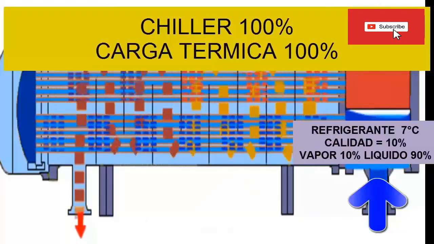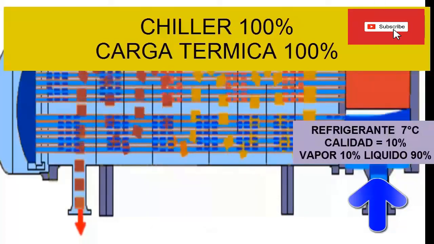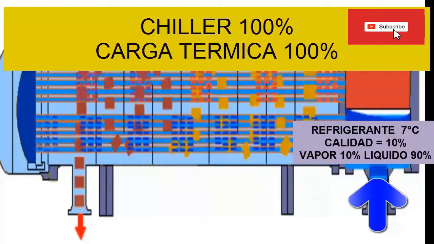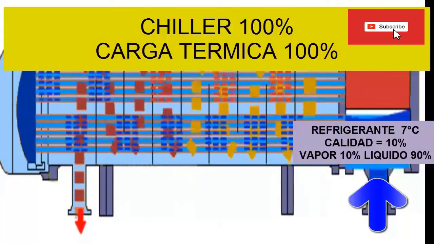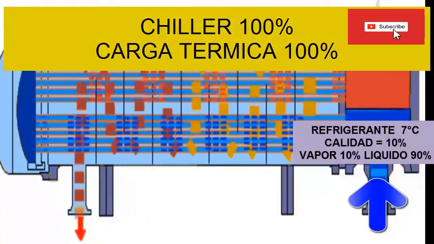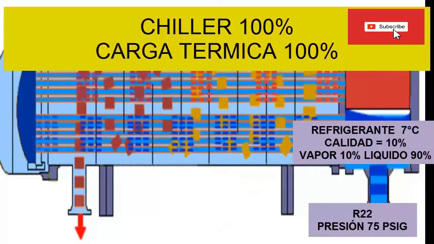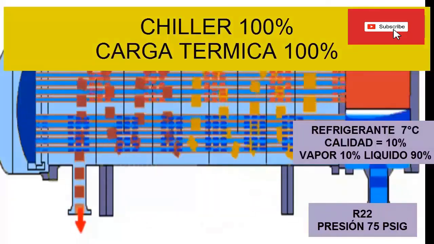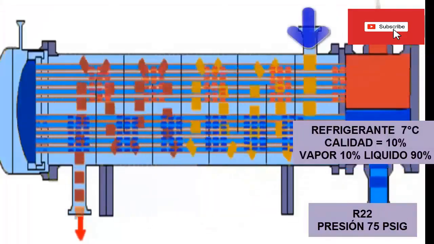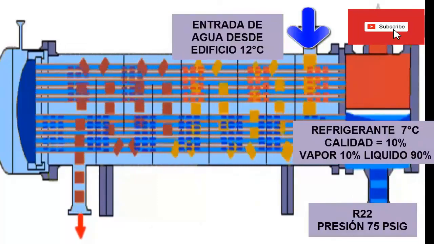5. In this case the refrigerant inside the evaporator is at a temperature of 7 degrees Celsius or 44 degrees Fahrenheit. 6. Assuming the refrigerant is R22, the refrigerant inlet pressure is about 75 psig. 7. As the water coming from the building has a higher temperature than the refrigerant, it begins to give heat to the refrigerant.